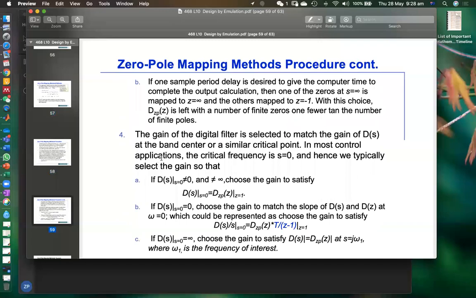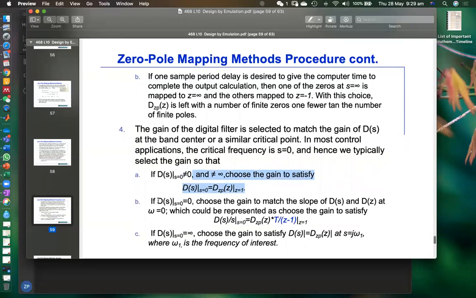The next thing is, when you have a discrete time system and a continuous time system, you have to make sure they have the same gain. Normally at DC, so when s equal to 0. So normally you match the gain of D(s) with D(z) when s equal to 0. That's the first thing, right? When s equal to 0, you get z equal to 1, so you make sure they have the same gain. However, sometimes when s equal to 0, your gain is 0.